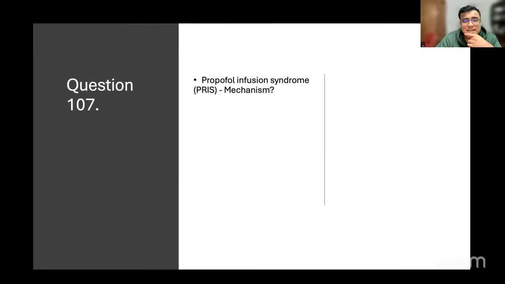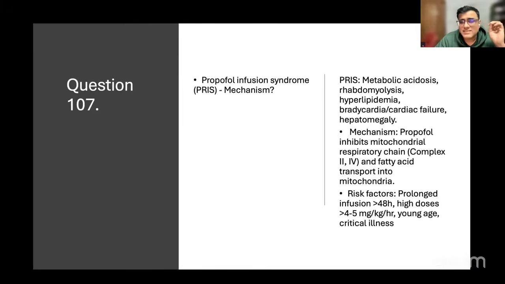What is the mechanism of propofol infusion syndrome? Propofol infusion syndrome is seen whenever you use propofol infusion for a prolonged period of time, right? More than 5 days, high doses of propofol. You will see metabolic acidosis, rhabdomyolysis, hyperlipidemia, bradycardia, cardiac failure, and hepatomegaly. It happens because propofol inhibits the mitochondrial respiratory chain, complex 2 and 4, and fatty acid transport to mitochondria. And that is why it has happened.